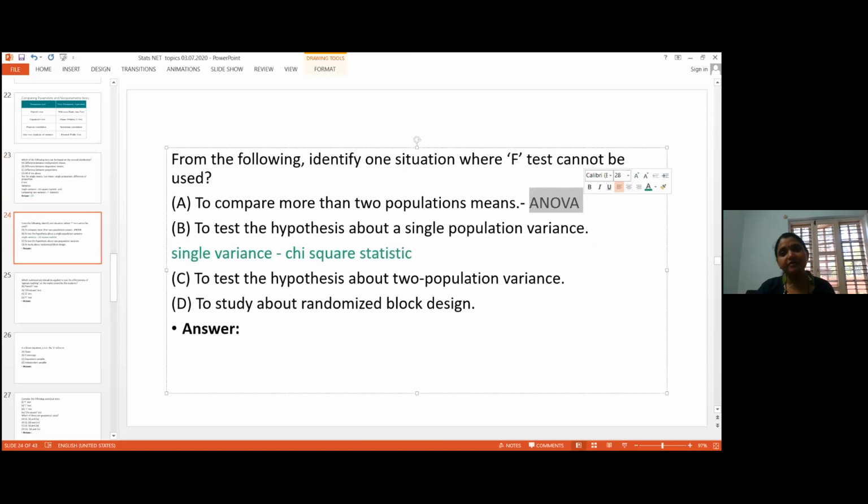Single variance is chi-square. ANOVA is for more than two means. Up till two means you can accommodate with Z and T. The T test and Z test will accommodate. ANOVA is based on an F statistic. ANOVA's base calculation goes with a probability distribution called Snedecor's F distribution. That is why. And single variance is chi-square. Test the hypothesis about two population variances: just now I said in the previous slide that is an F statistic calculation.